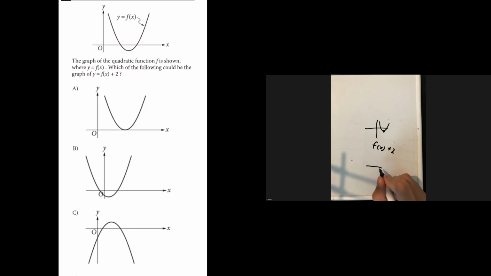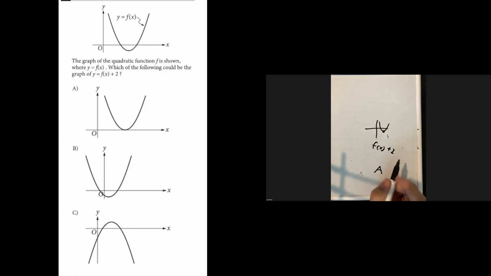So it would become like this. So that would be answer choice A, which is the correct answer. But if it was something like f of x minus 2, then it would be shifted down. If it was something like f of x plus 2, then it would be shifted left 2. And if it's f of x minus 2, that's all in the parentheses, it would be shifted right 2.